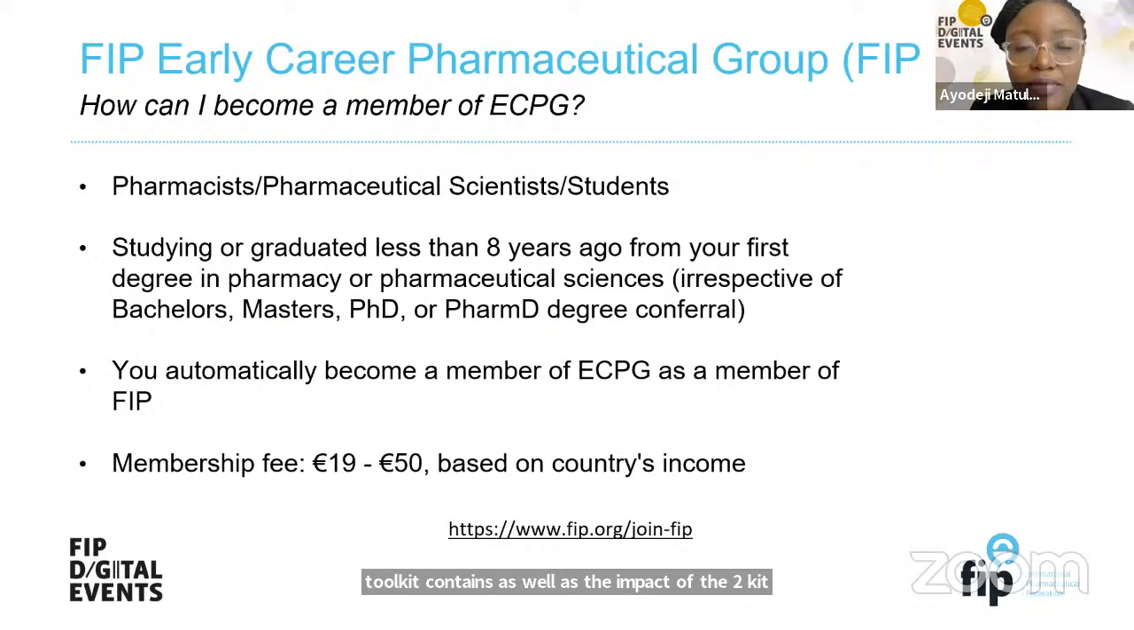The FIP Early Career Pharmaceutical Group used to be called the FIP Young Pharmacist Group, but to be more inclusive, the name has been changed to represent early career pharmacists and pharmaceutical scientists globally. Basically, FIP CPG is part of FIP. To become a member of FIP CPG, you're either a pharmacist, a pharmaceutical scientist, or a student who graduated less than 8 years ago from your first degree in pharmacy or pharmaceutical sciences. This criteria was recently revised, and you automatically become a member of the CPG. The membership is based on your country's income.